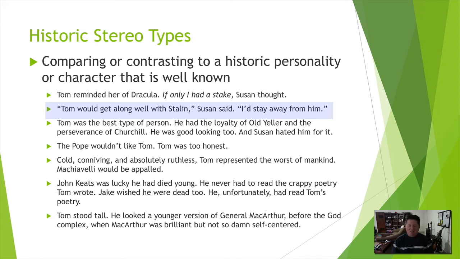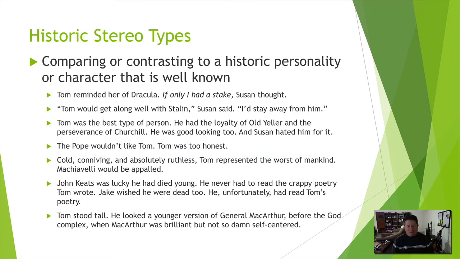And then you can compare Tom to Old Yeller, the dog that saved the kid. Loyal like Old Yeller, and perseverance like Churchill. But you see what I'm doing. You can also be a little bit cheeky, like the Pope one is pretty cheeky. The Pope wouldn't like Tom because Tom was too honest. So I've defined Tom pretty quickly, and I've taken a little snide swipe at organized religion there.